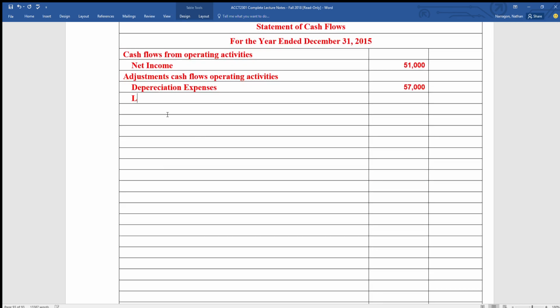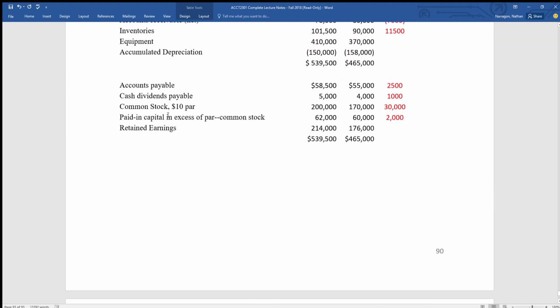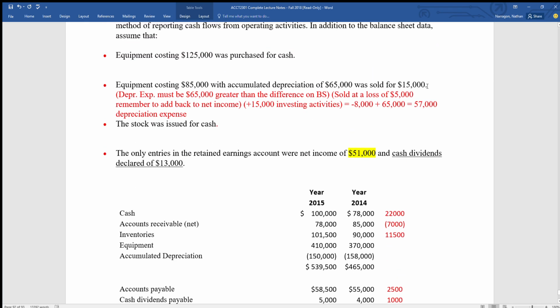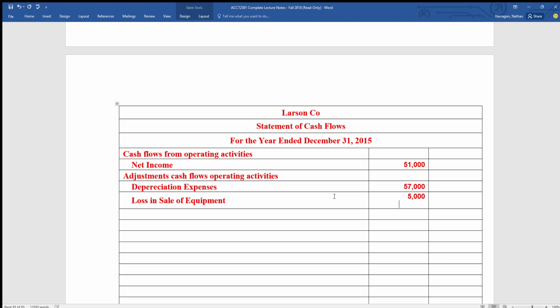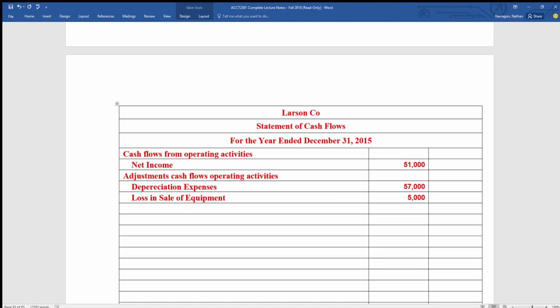So loss in sale of equipment. And that's a good old 5,000. Again, 65,000 plus 15,000 only gets us to 80K. So we've lost 5,000, and with losses we must add back. If it was a gain, we subtract. Okay. Oh, gotta remember, can't do that. All right.